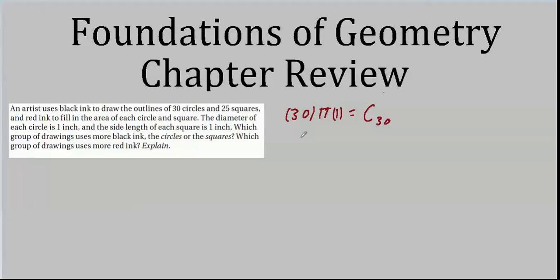Now if we do it the right way, the perimeter around the square is 4 times one side, which is 4. And that is multiplied by 25 because we have 25 squares. Now that equals 100.